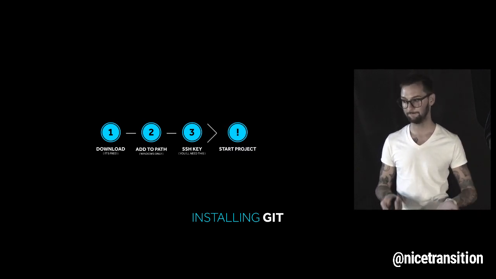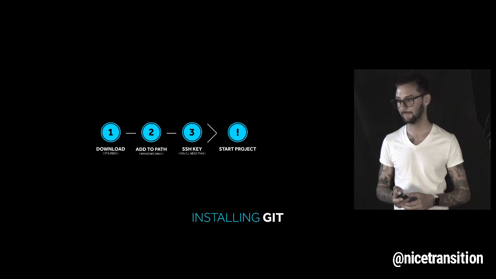First you download it. It's free, it's open source, and it's a Google search away from you. That's basically all you have to do: Google download Git. If you're on Windows, as I said, you add it to your path, and then you set up an SSH key. And then from there, you can start working on your project.